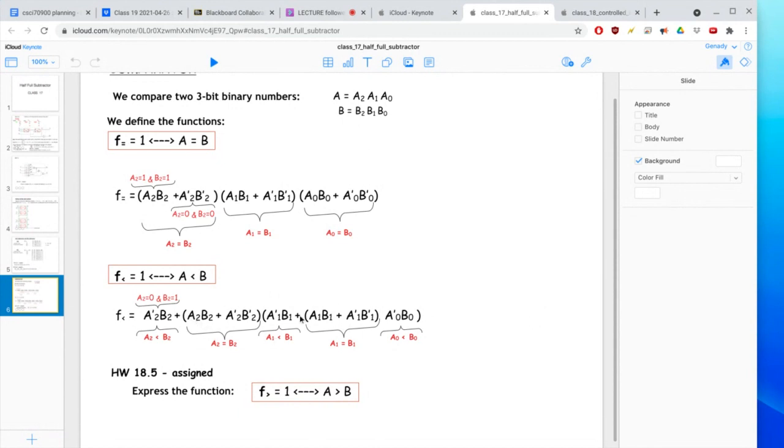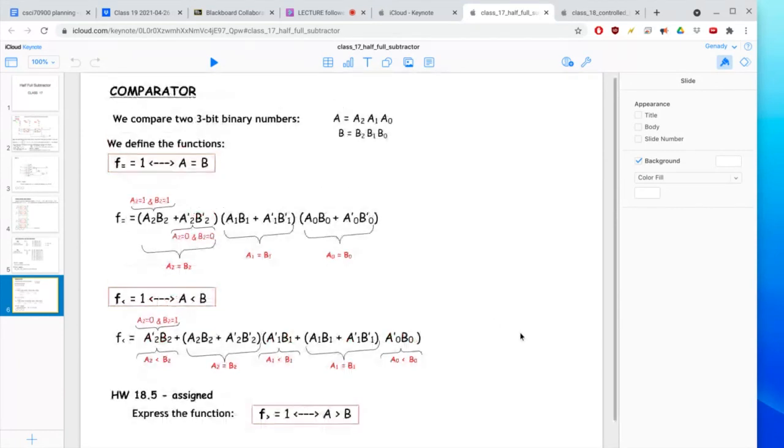And to establish that, we say that we care about what happens afterwards only if A2 and B2 are equal to each other, right? If A is greater, then this will be false, and because we're multiplying, the whole thing will be false. Does that make sense? If it doesn't, try to ask me about it. Okay, it makes sense. Good.